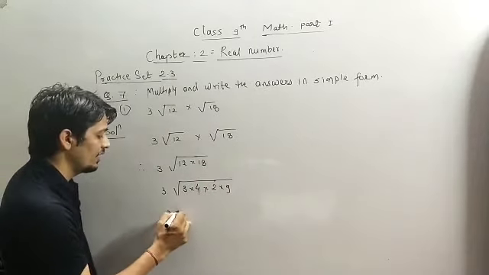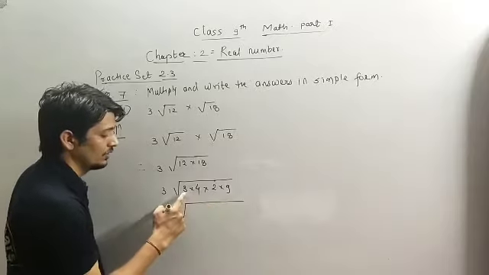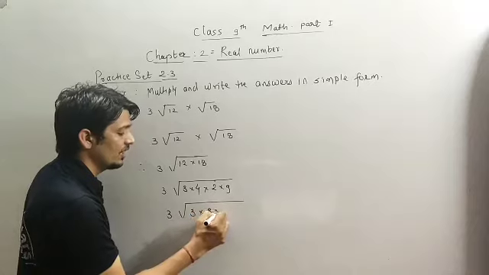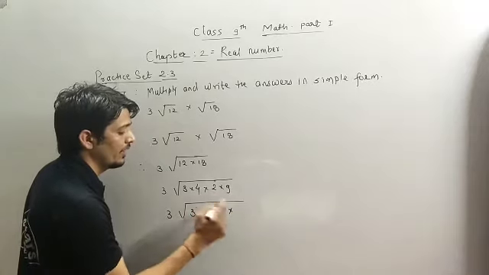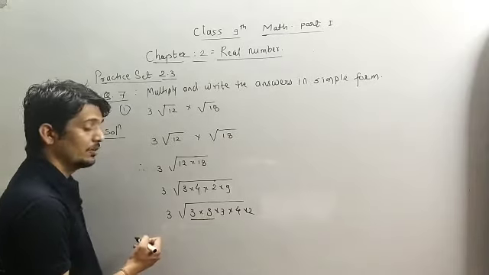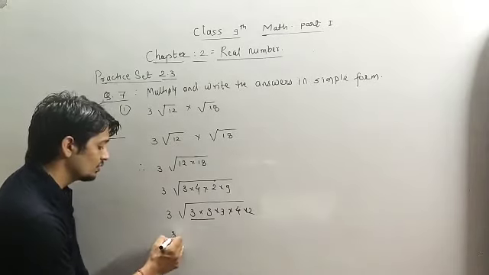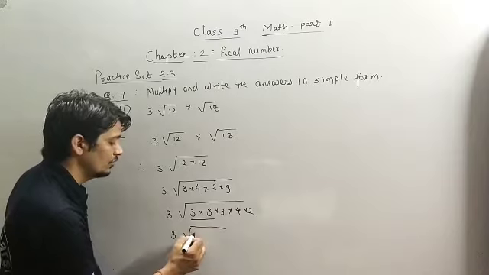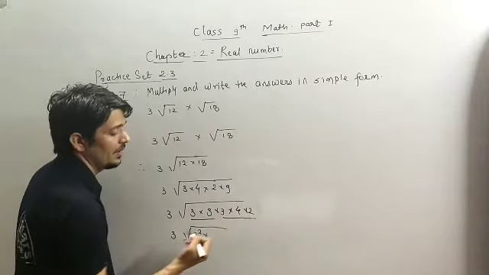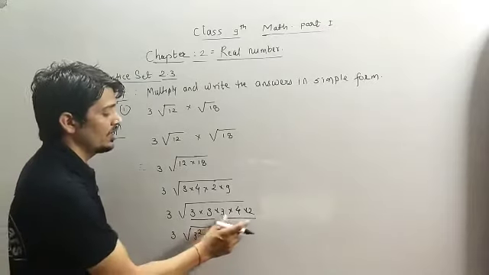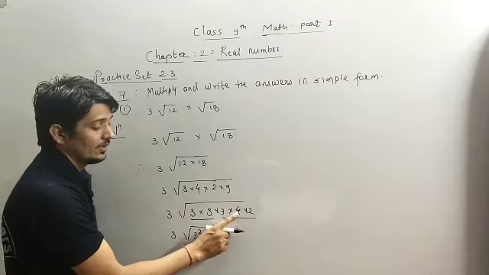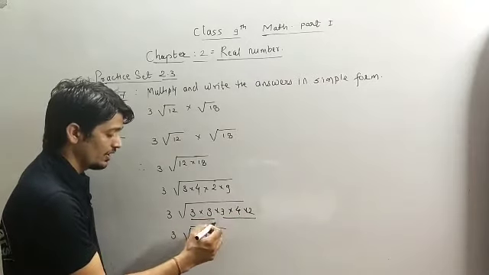Then 3 inside the root, 3 into. See, 9 can be written as 3 into 3, into 4 into 2. So 3 into 3 will be the square of 3, so 3 into 3 square into 3. Now they don't have any pair, so we can multiply them easily. So 3 4s are 12, 12 2s are 24.